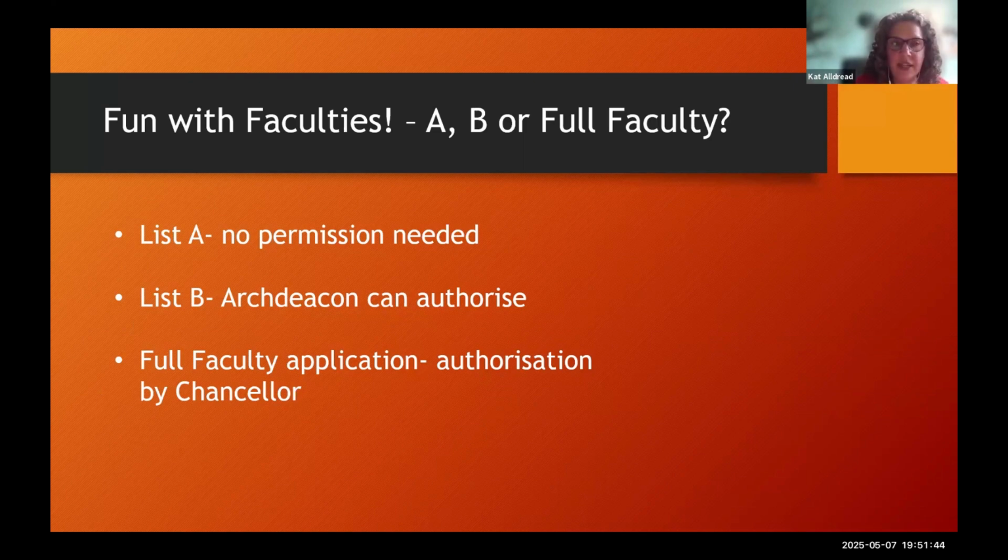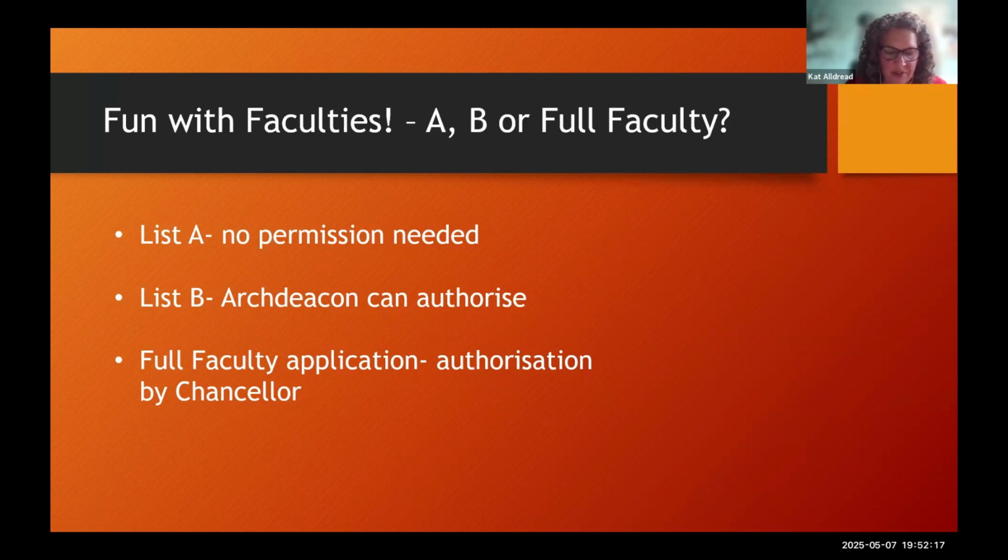replaster and paint the church interior in the same color is list B. Repairs to guttering is A. Replace roof slates or lead like for like on an unlisted building is A. Like for like replacement of roof covering on a listed building is list B. And then if you're going to replace it with something that's not like for like, a new material, that's a full faculty application.